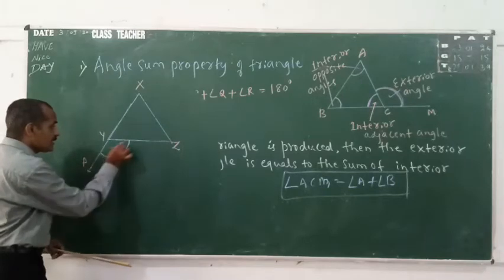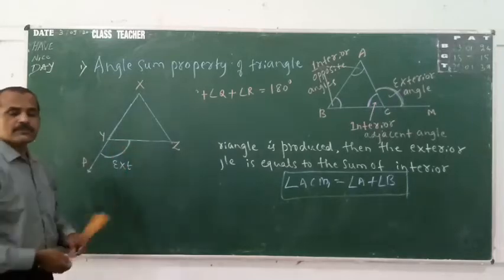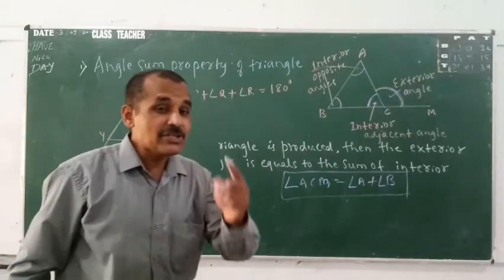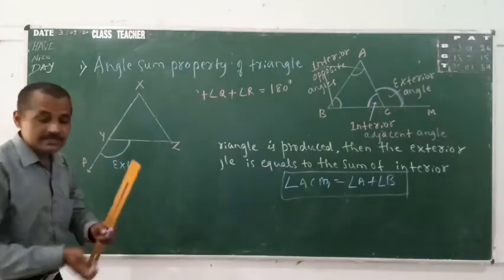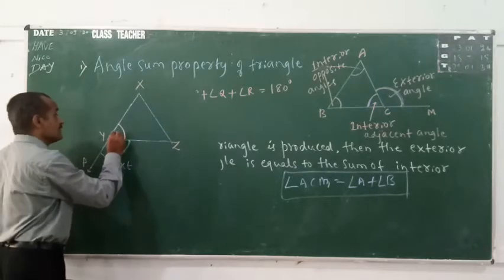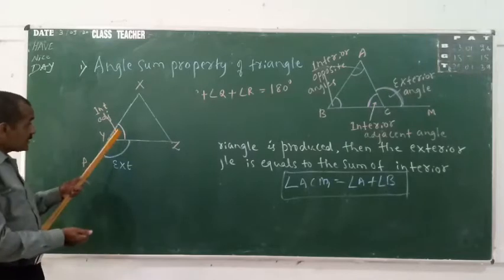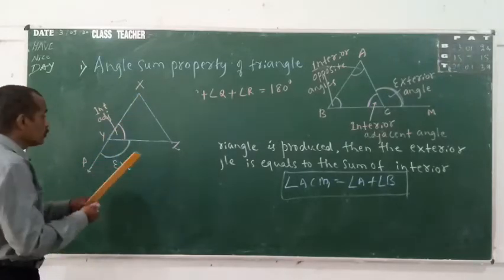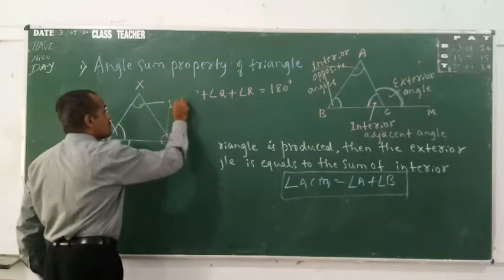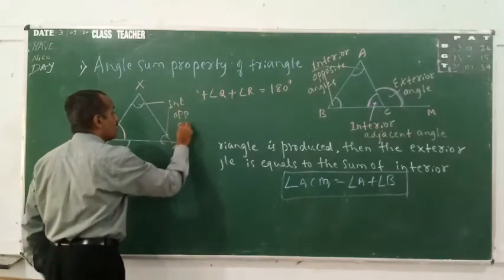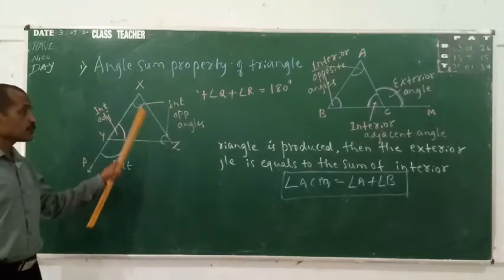Okay, see this. This is outside the triangle, so this is called the exterior angle. See, I have told you which is interior adjacent. The angle which is just beside the exterior is called interior adjacent. After this, whichever angles are left out, those two are called interior opposite angles. And what does the property say? This exterior angle is equal to the sum of these two angles.